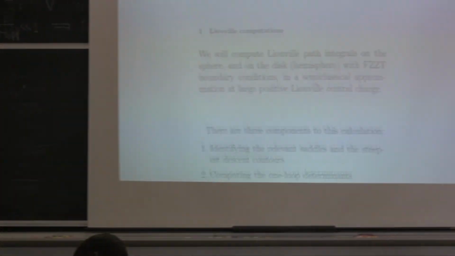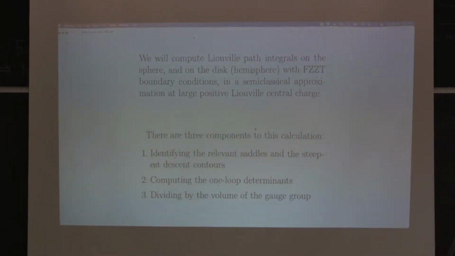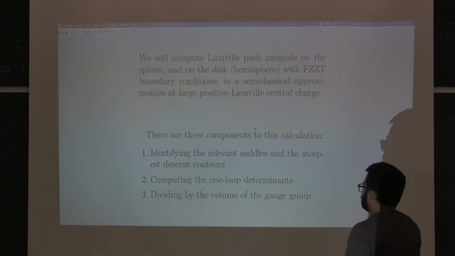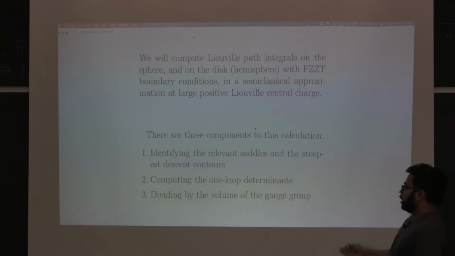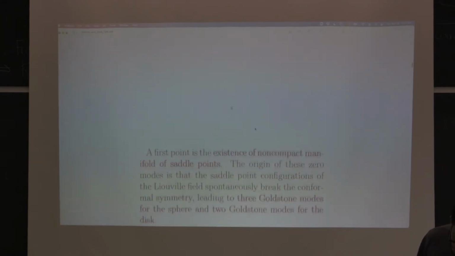Okay, so here we go. Now we are into the calculation. There are 3 components: you identify the saddle points, you compute the one loop determinant, and that's the approximation to which we are going to work, saddle point plus one loop. Then you have to divide by the volume of the gauge group, that PSL2C there. So that's the plan of the talk. You can do it for the sphere, and you can also do it for the disk. I will flash the formulas for the disk but not go through them because of time. The idea is very similar, even though some technical details are harder for the disk.